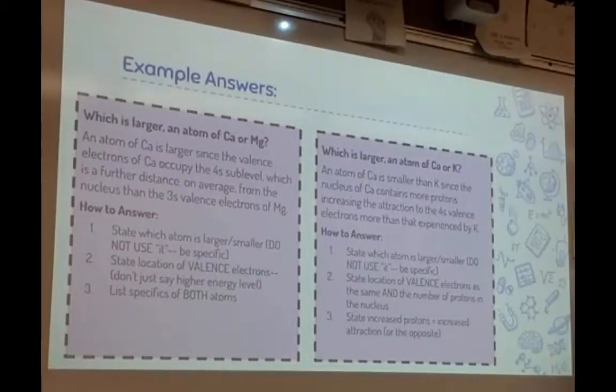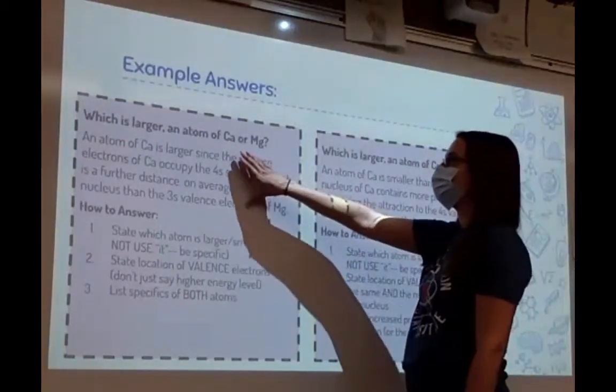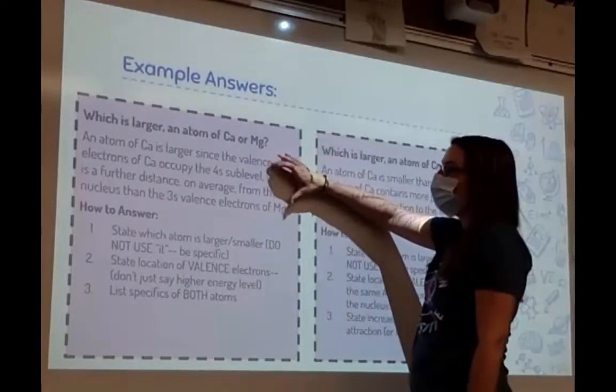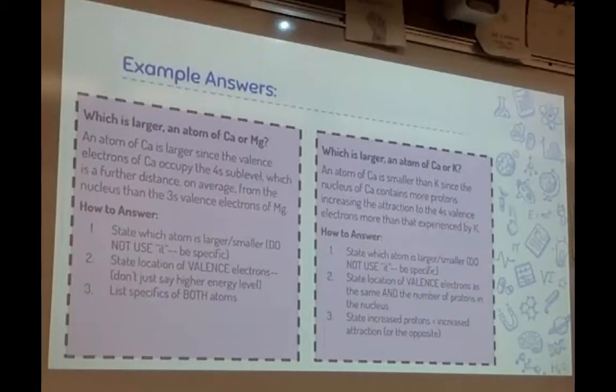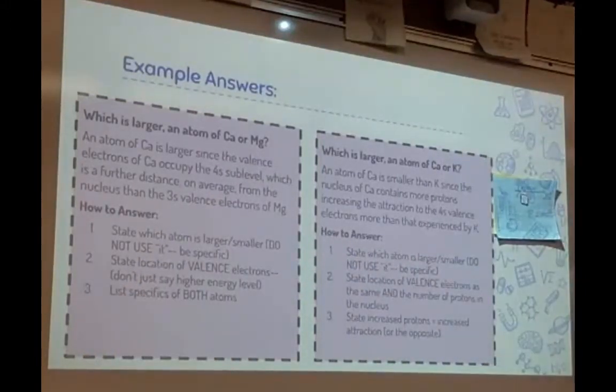So here are some examples, and this is why I said it's useful for you to have these slides, because this has example questions and example answers. For this one example, and you guys are going to be doing practice in class as well: which is larger, an atom of Ca or Mg? If we look at our periodic table, they're in the same group, so we should be using distance as a reasoning. An atom of calcium is larger since the valence electrons of calcium occupy the 4s sublevel, which is farther on average from the nucleus than the 3s sublevel, where the valence electrons of magnesium are located.